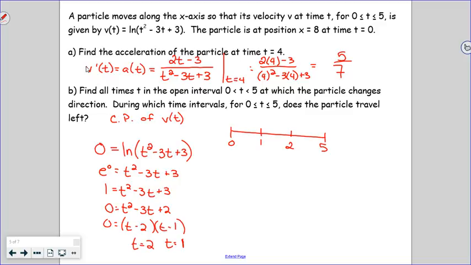And what we want to know is what's going on with our velocity at those times. So I pick something in there. Grab your calculators. Let's pick something between 0 and 1, like a half, and evaluate that function up there: the natural log of 1/2 squared minus 3 times a half plus 3. I don't need a number, I just need a sign. Positive or negative? Positive, okay. Pick something between 1 and 2, like 1.5.